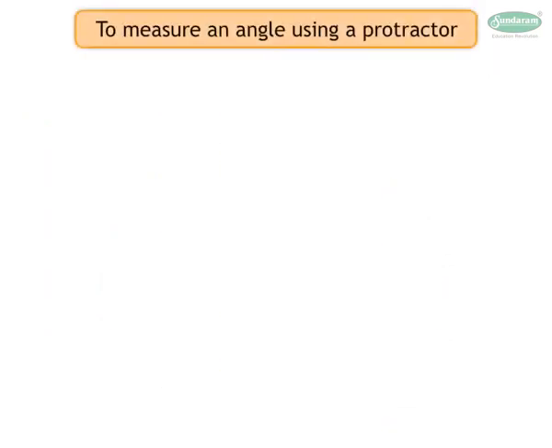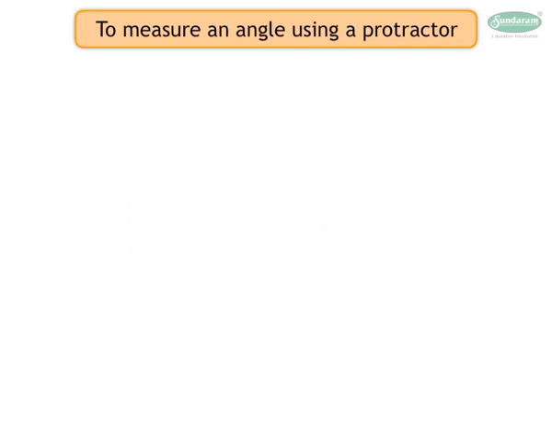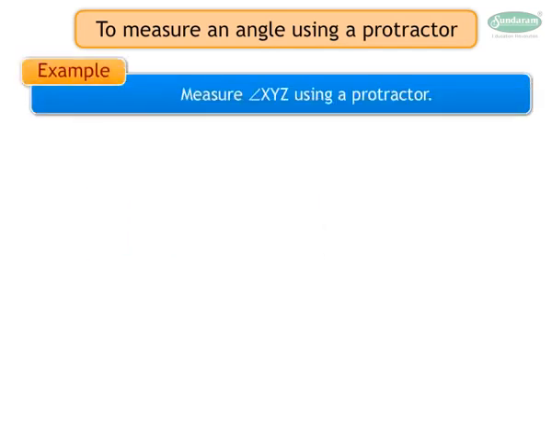Now let's see how to measure an angle using a protractor. First, let's see how to measure an angle with the help of a protractor having the markings of 0 to 180 from left to right. Let's see an example. Measure angle XYZ using a protractor.